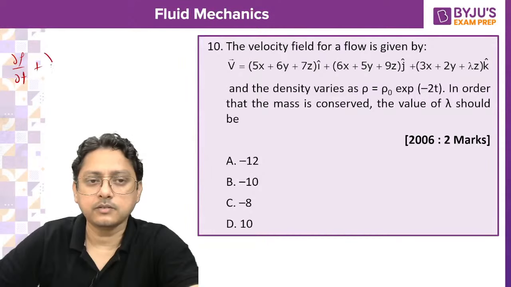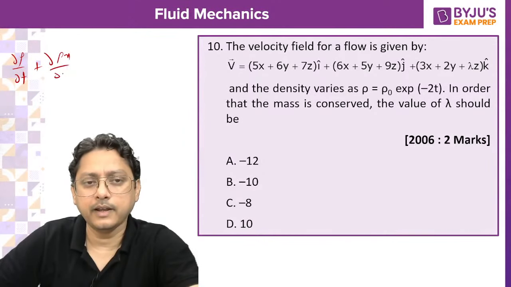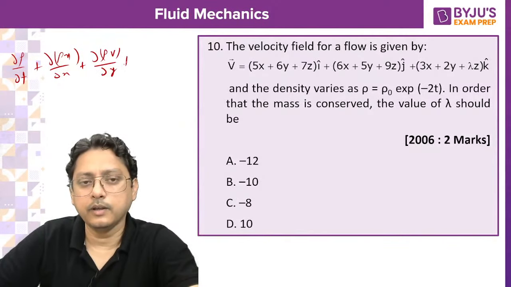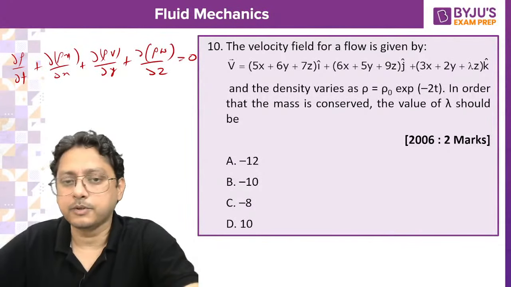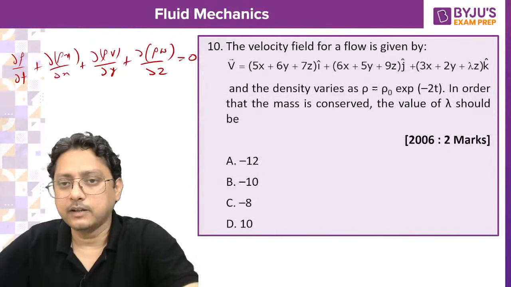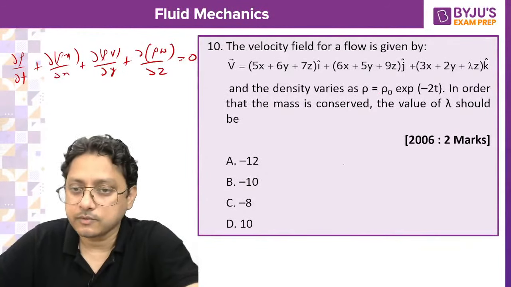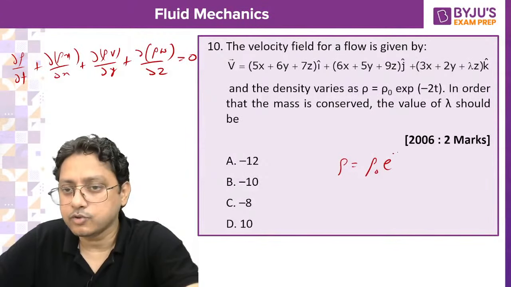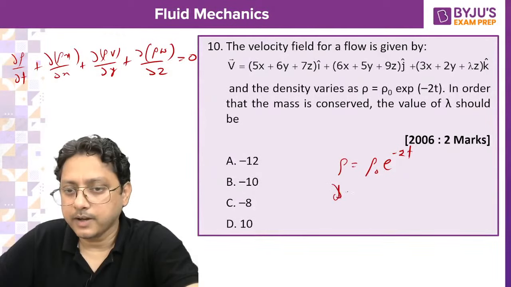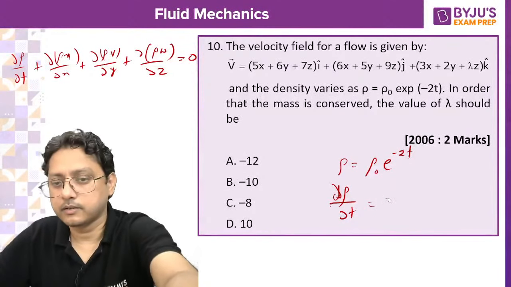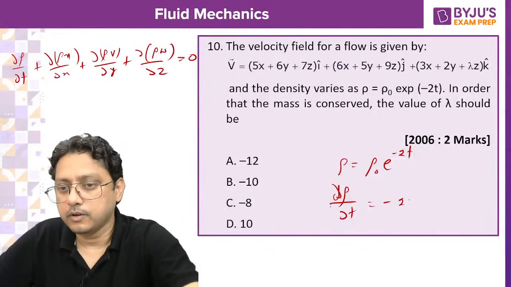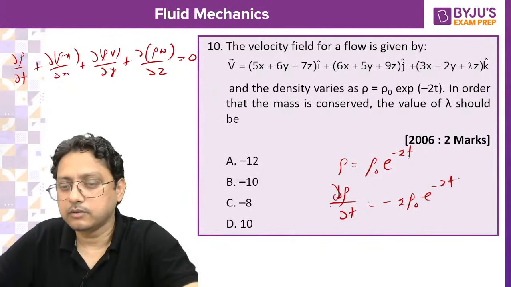Del rho by del t plus del rho u by del x plus del rho v by del y plus del rho w by del z must be equal to 0. Now find out that del rho by del t. Rho has been given. Rho is varying with this component. Rho equals rho naught e raised to minus 2t. What will be del rho by del t? It will be nothing but minus of 2 rho naught e raised to power minus 2t. That's all. Isn't it?